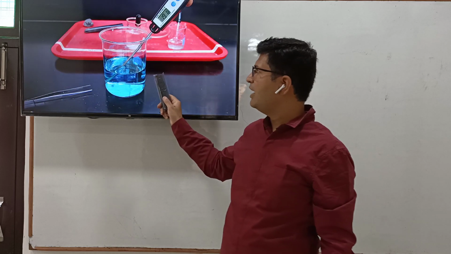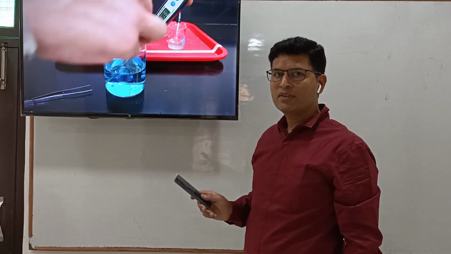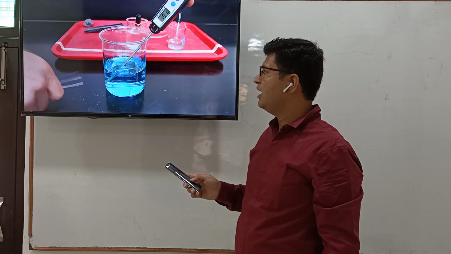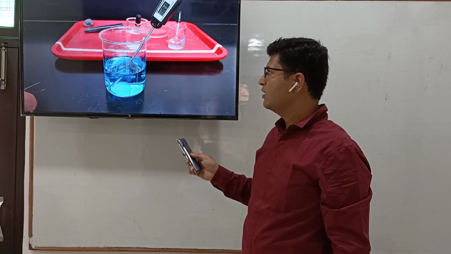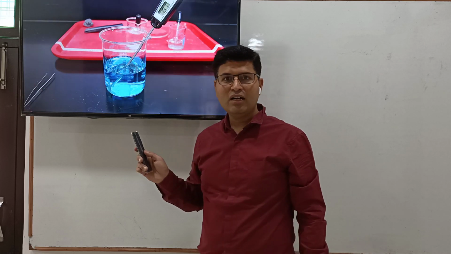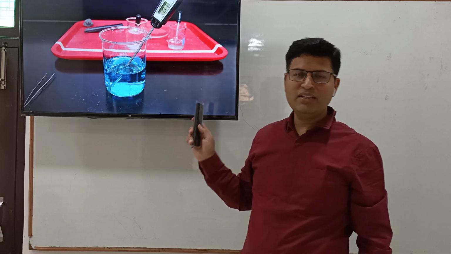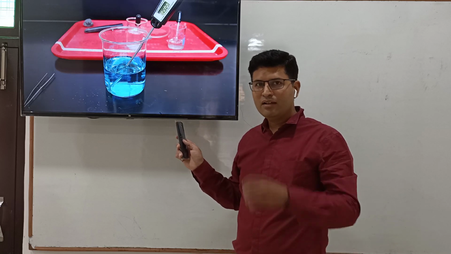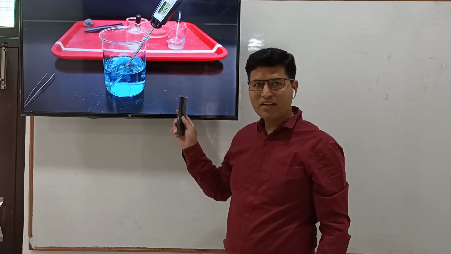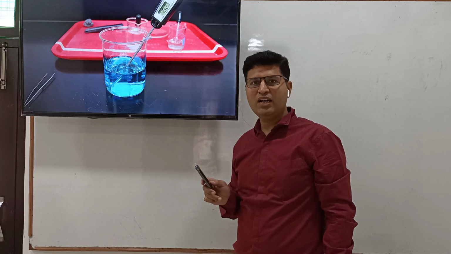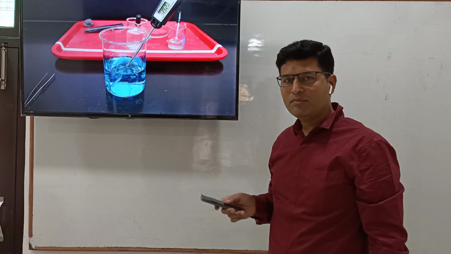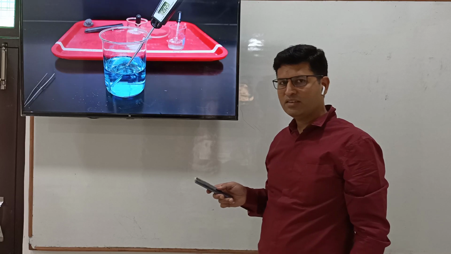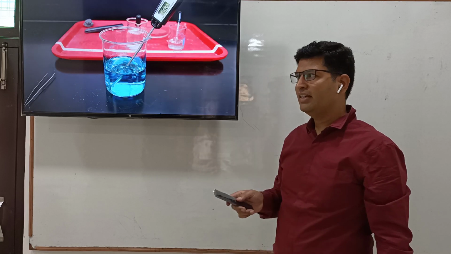Now, as we add the iron nail, we will observe after 1 hour. After an hour, what will we observe? We will observe the iron will displace the copper, and the copper starts depositing on the surface of the iron after 1 hour. It will take some time to get observations. For this, we will write the reaction also.